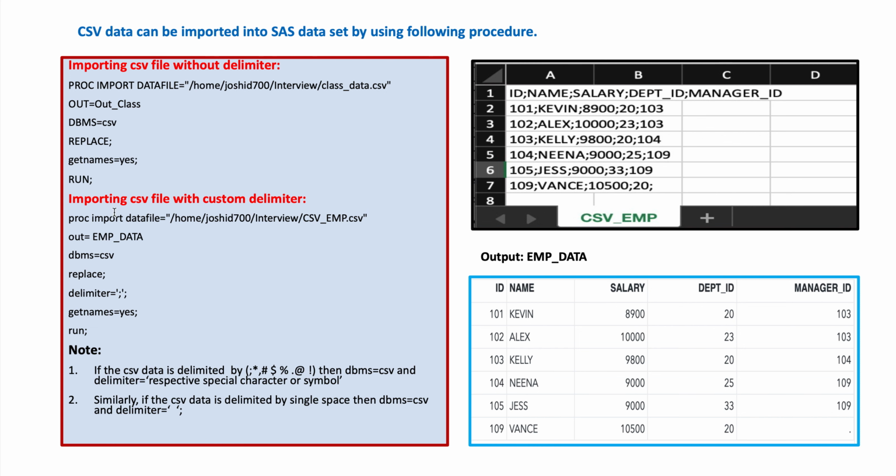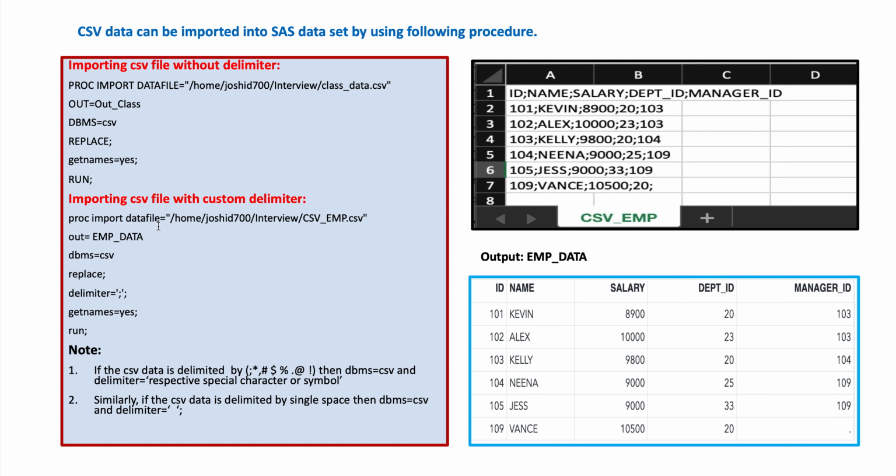Then the second one is importing a CSV file with custom delimiter. An example is shown here on the right side, first table. There is one table named CSV_EMP. This is the dataset, and the dataset is delimited by semicolon. Such type of data is called custom delimited data. In such a scenario, we use the second set of code.